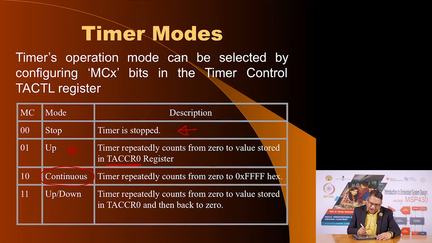And then you have an up down mode where it goes from 0, counts up to a maximum value and decrements from the maximum value to 0 and so on and so forth. So, you see in the up count it goes like a ramp, in the continuous mode also it goes like a ramp, but the maximum value is FFFF. In the up down mode it goes like a triangle waveform. We will see this in the diagrams here.